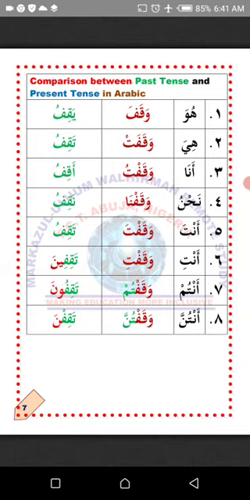Number 6, أنت, you, referring to a single female person. وقفت, you have stood or you stood. تقفين, you are standing or you stand. Number 7, أنتم, all of you, referring to a group of male persons. وقفتم, you have all stood or you all stood. تقفون, you are all standing or you all stand. Number 8, أنتن, all of you, referring to a group of female persons. وقفتن, you have all stood or you all stood. تقفنا, you are all standing or you all stand.